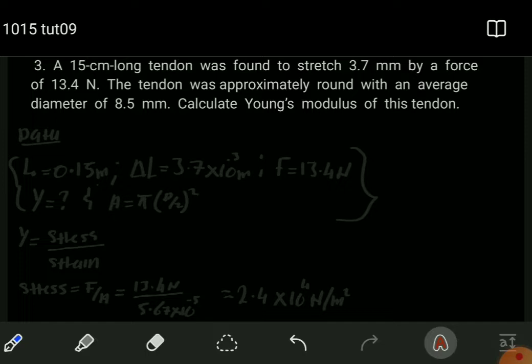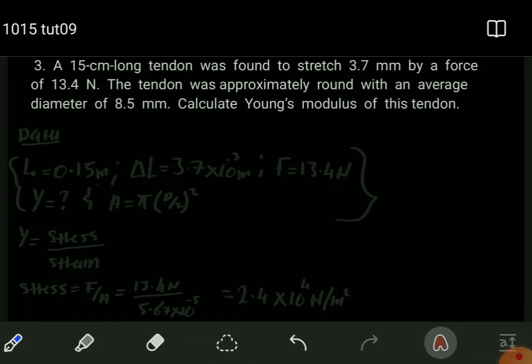So in this question, we want to find the Young's modulus of a tendon. The length of this tendon is 15 centimeters and the extension was found to be 3.7 millimeters by a force of 13.4 newtons. The diameter of this tendon was found to be about 8.5 millimeters. So now we want to calculate the Young's modulus for this particular tendon.